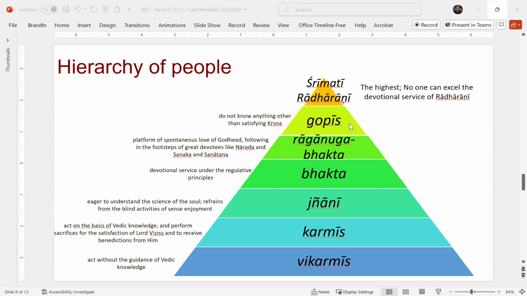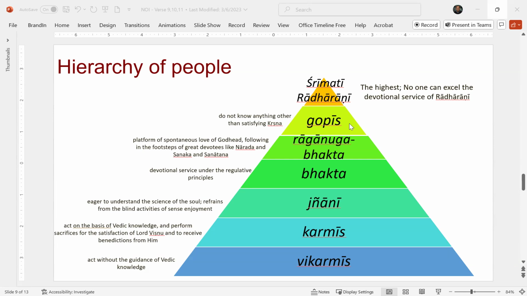So then we progress further. There are jnanis and there are bhaktas and devotees, right? Now somebody can ask: okay, that's fine, I don't want to be at the lowest stage where I have no clue of the Vedas, so I become a karmi. But then what's the harm with jnanis? Jnanis are cultivating knowledge. You can say that we are also cultivating knowledge, right? We are sitting here discussing scriptures.